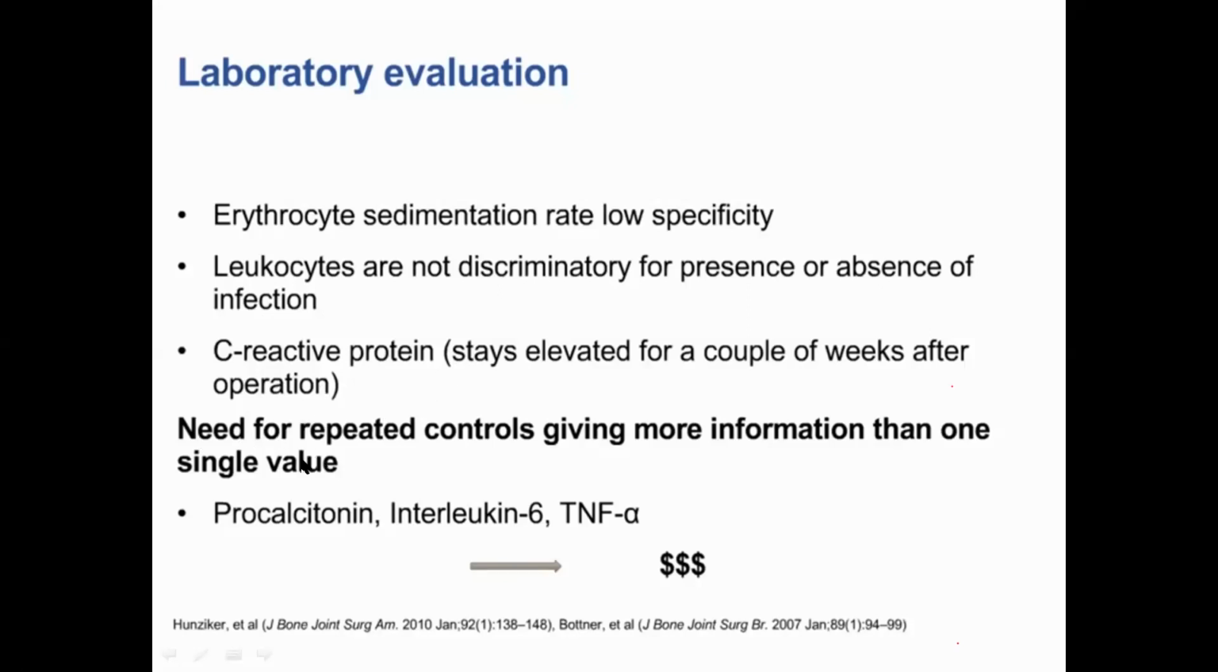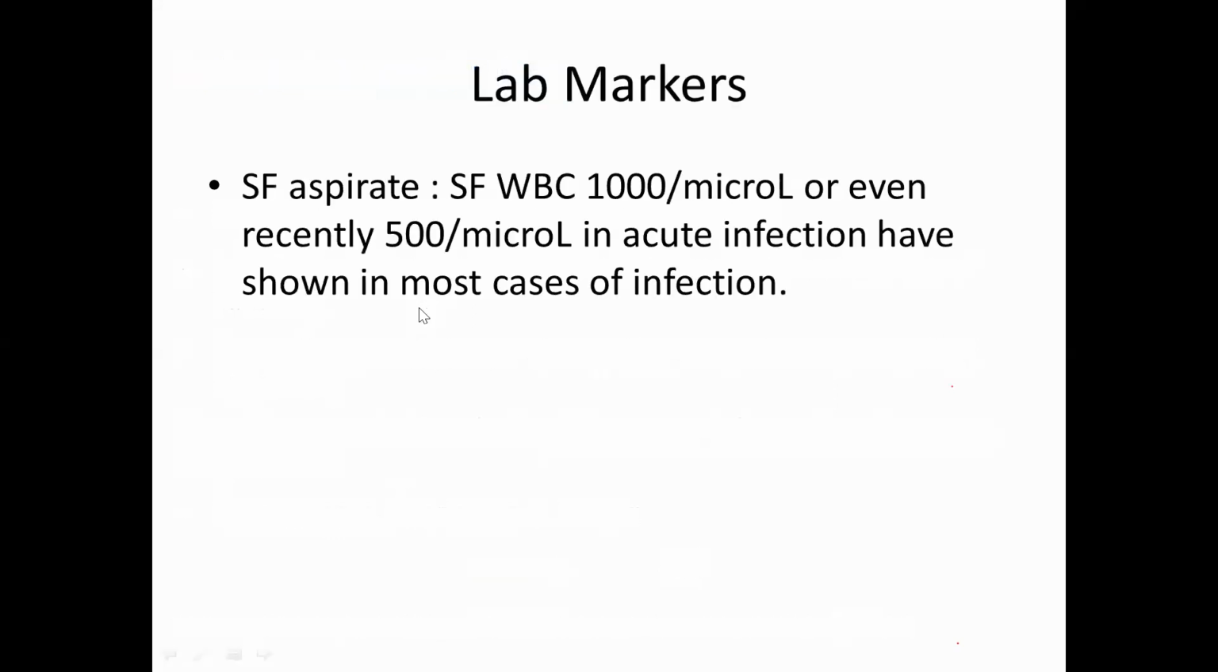These need to be repeated always, and interleukin-6 and tumor necrosis factor are only costly without any benefit. Because of that, the 2010 JBJS suggested it is only suggestive of infection. Again, with the lab markers, be careful about the immunocompromised patient, please, as we said. And regarding the lab markers, the synovial fluid aspirate.